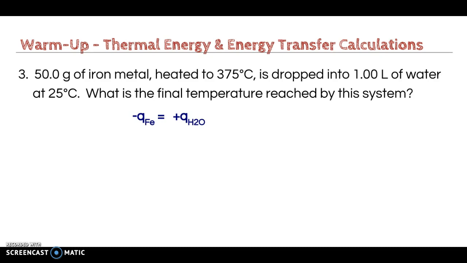So again, we want to make sense of our answer. I know that my metal's at 375, and I know that my water's at 25 degrees Celsius. So I'm going to expect that my final temperature of that system is going to be between those two values. It can't be outside. That doesn't make any sense at all.